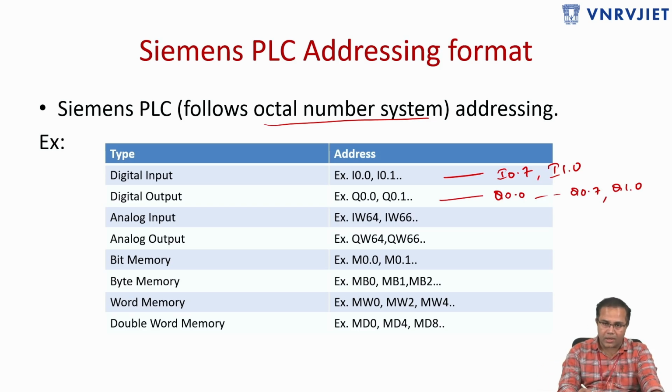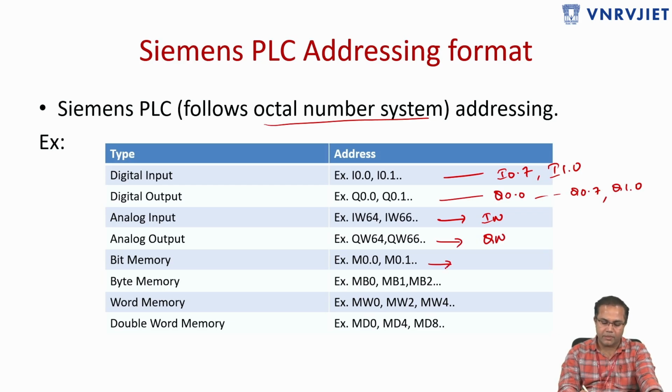Then coming to the analog inputs and analog outputs, here IW is input word. One thing you need to remember: I and Q represent physical addresses. The same is the case with the analog output. Q means physical and W is a word. You can see that the word comes only in the analog. A word is 16 bits in size.